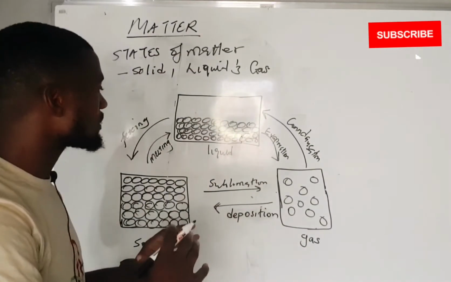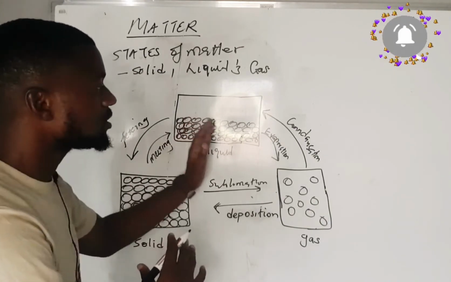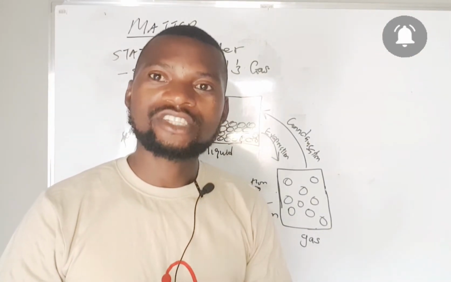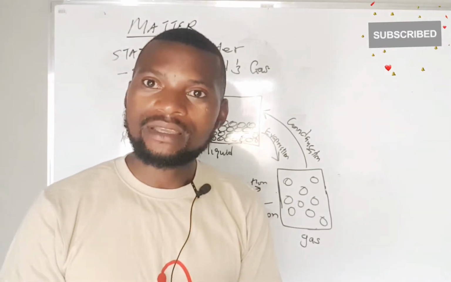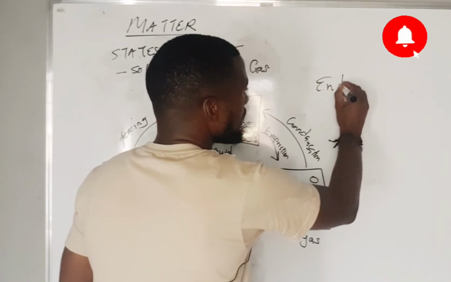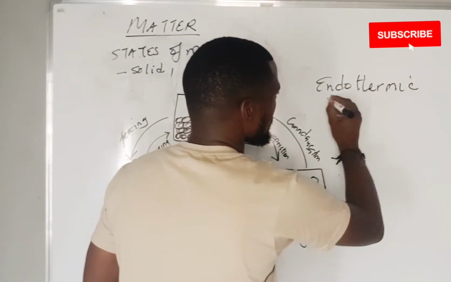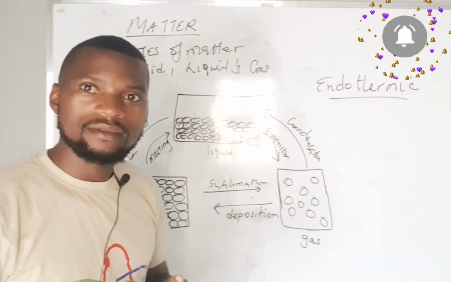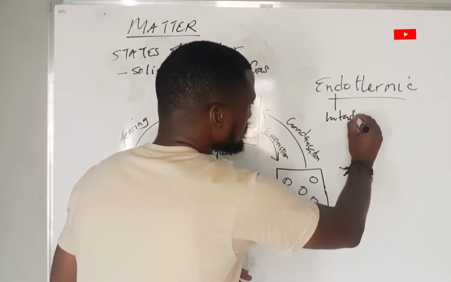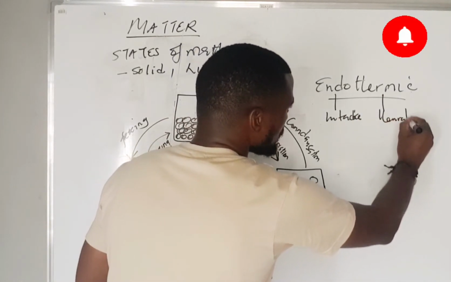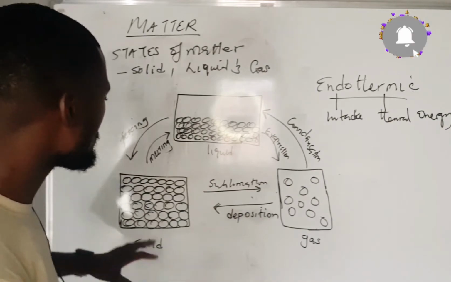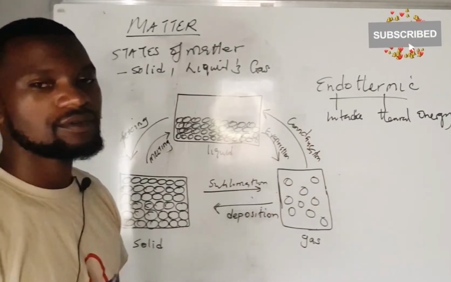So this simply shows that the change of state from solid to liquid to gas requires energy, requires the intake of energy, and such processes are referred to as endothermic because they need energy to take place. So when we say endothermic, this process requires energy for it to take place. Endo means the intake. Then thermic comes from the word thermal, which means energy. So this change of state from solid to liquid to gas is highly endothermic.